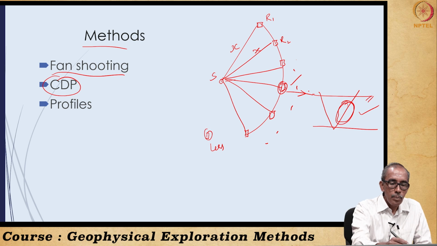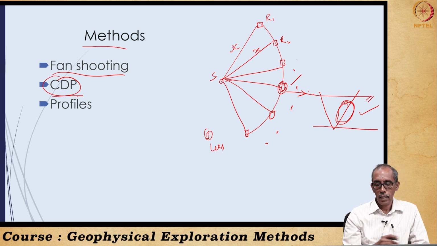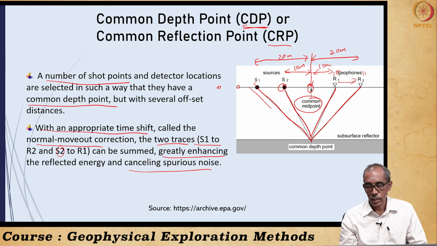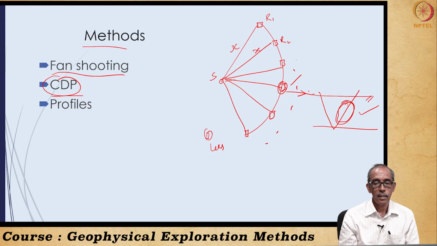And common depth point shooting we have already seen on the previous slide. This is what is known as common depth point shooting. This is mainly carried out to correct the move out, what is known as move out correction. Making use of these two traces, we can correct the data which we have got. This will enhance the reflected energy as well as cancel the noise.